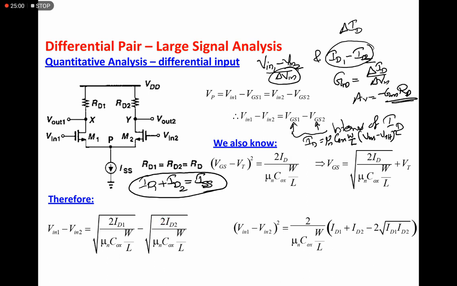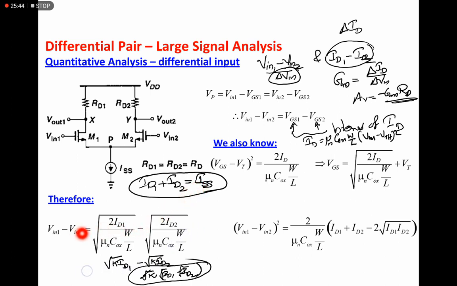But here it is equivalent to root of some k ID1 minus root k ID2, and you can write it as root k into root ID1 minus root ID2. We need to solve for ID1 minus ID2. So if we have the value of root ID1 and ID2, and ID1 plus ID2 is ISS, we can find the value of ID1 minus ID2 by squaring this one.